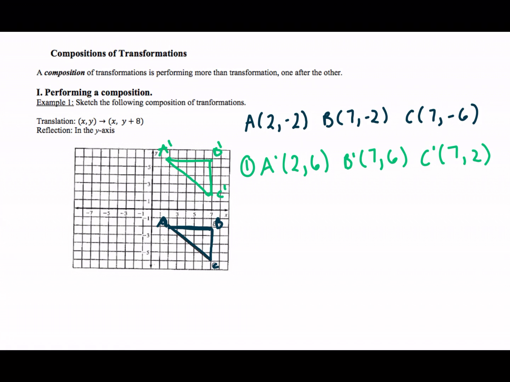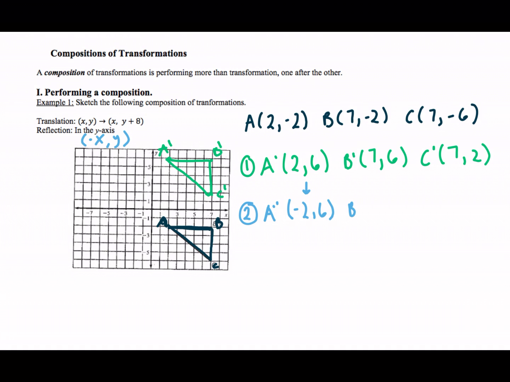The second one, to perform a reflection over the y-axis, I need to make each x-coordinate negative. So keep the y-coordinate, change the x-coordinate to be negative. This is my second transformation, and what's different about this is I'm now going to use the coordinates that I have from my first transformation, so from my A prime, to find my new coordinates A double prime. So I'm looking at the coordinate 2, 6. That's now going to become -2, 6. So these coordinates are used to get the second transformation's coordinates.